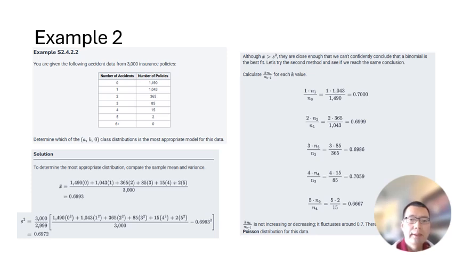The second way is by calculating k nk over nk minus 1. So when k is equal to 1, you get 0.7. When k is equal to 2, you get 0.6999. When k is equal to 3, you get 0.6986. When k is equal to 4, you get 0.705. When k is 5, you get 0.667. Since this value is not increasing or decreasing, it fluctuated around 0.7. Therefore, we believe Poisson distribution would be best for this data.